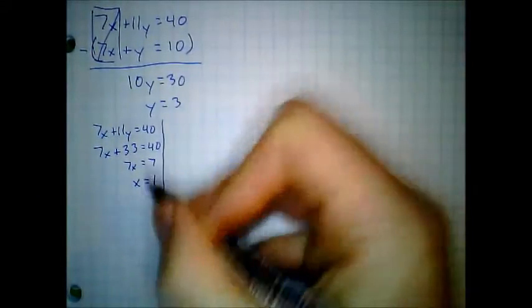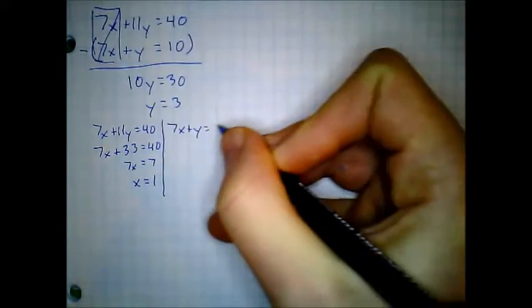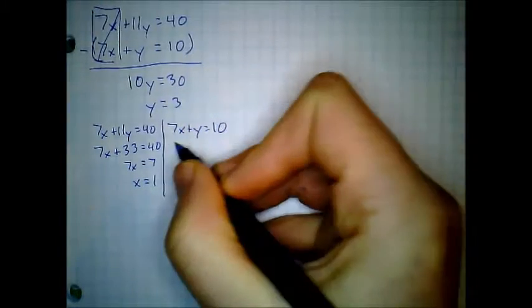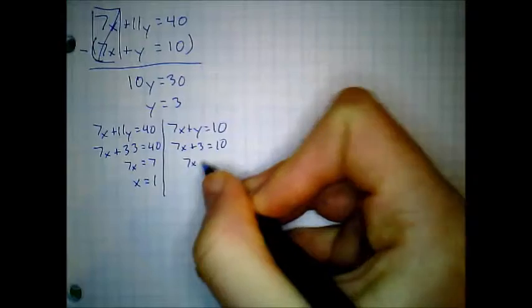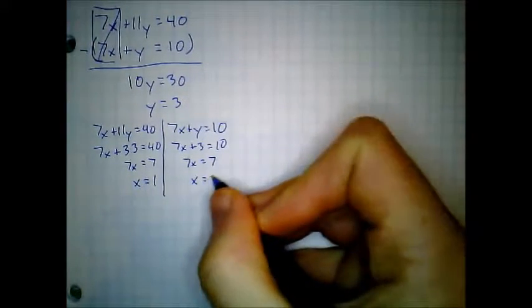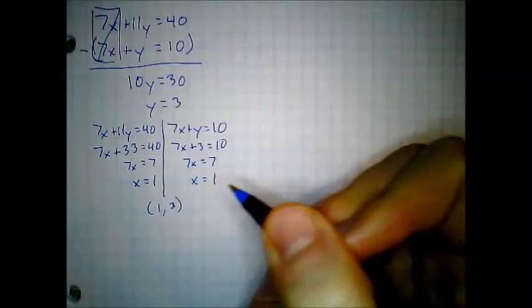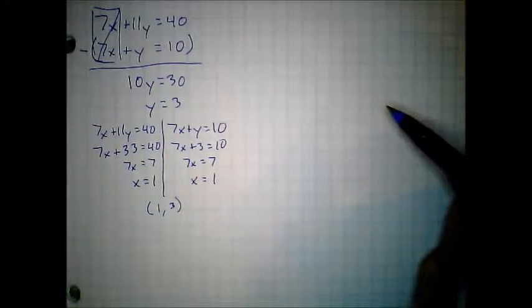So in my first equation, when x equals 1, y equals 3. We'd better hope we get the same thing in our second equation, 7x plus y equals 10. So again, we substitute 3 in for y. 7x plus 3 equals 10. Subtract 3 from both sides. 7x equals 7. Divide by 7 and get x equals 1 as well. These two lines intersect at the point (1, 3). And we know we did it right because we got that in both equations.